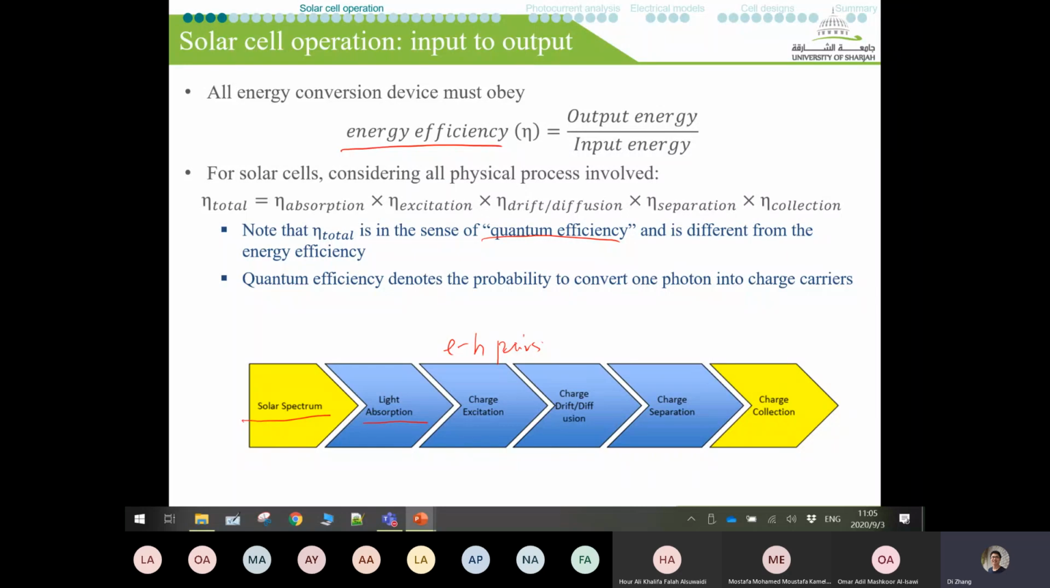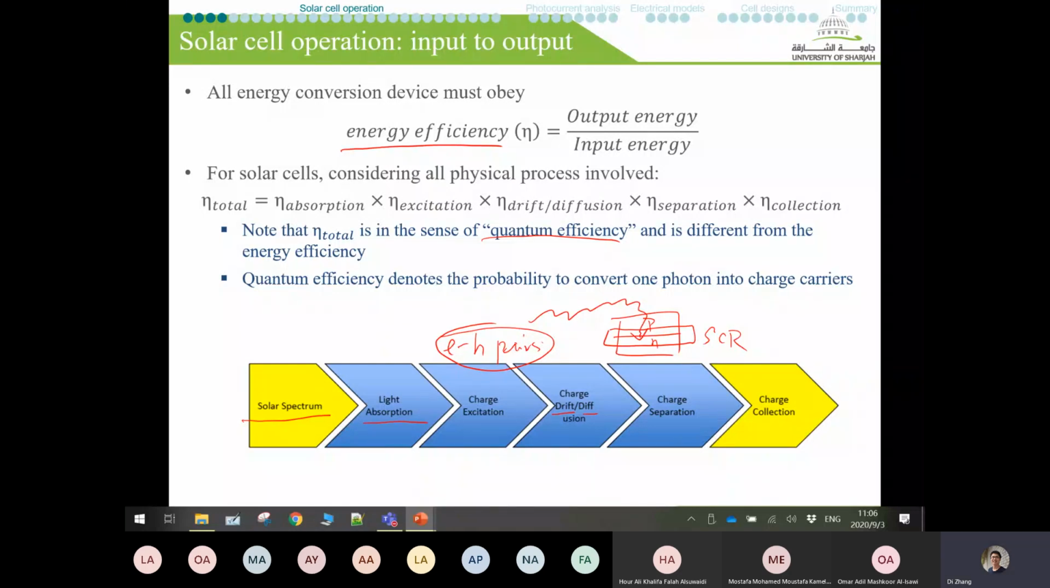But first of all, in order to have the separation event, the electron and hole pair have to diffuse or drift to the p-n junction interface. Remember we mentioned that for a p-n junction, only at the space charge region do we have the electric field necessary for the separation. So first of all, they have to find their way to be inside the space charge region.